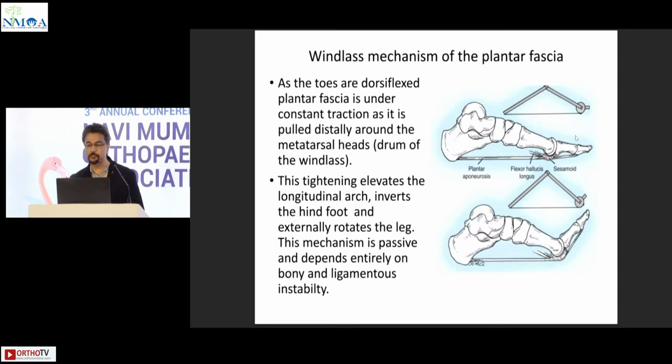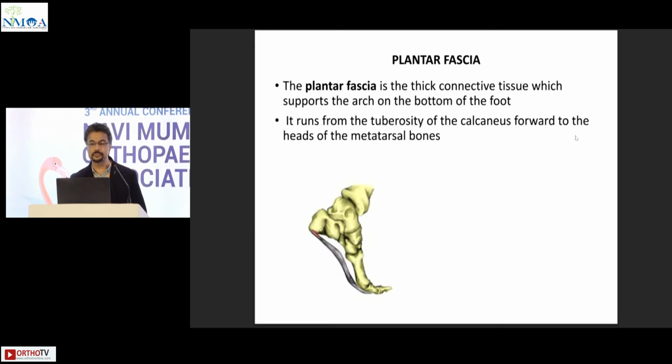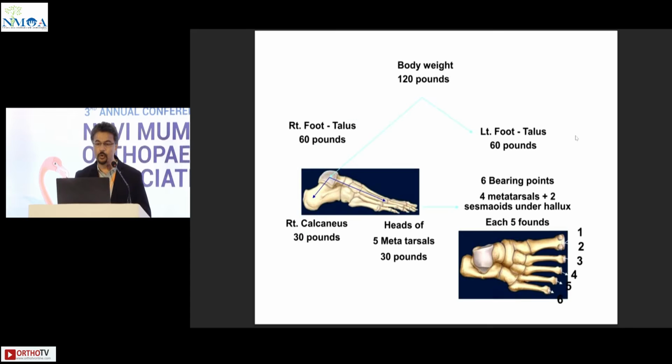You can see in the first picture, the toes are touching the ground. The aponeurosis is not very stretched. In the second picture, you can see the dorsiflexion of the toes giving rise to a taut plantar fascia. Plantar fascia is a thick connective tissue which supports the arch of the bottom of the foot. It runs from the tuberosity of the calcaneum forward towards the head of the metatarsal bones.